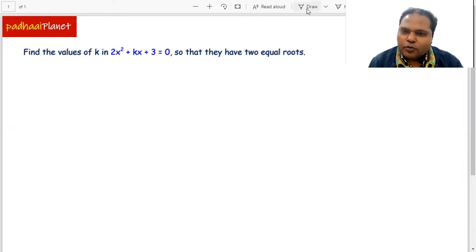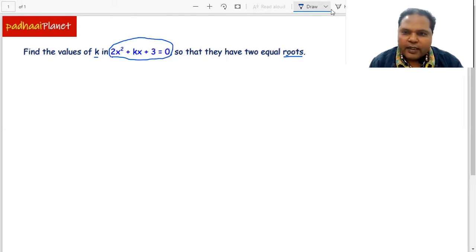We have another question from quadratic equations, and this is to do with the roots of the quadratic equation. What it says is that we need to find out the value of k in the given quadratic equation.